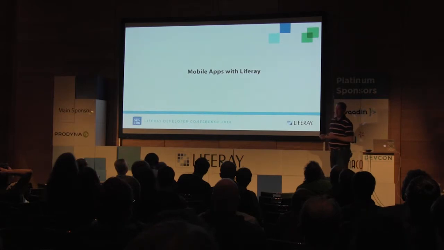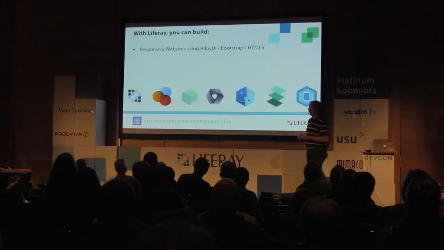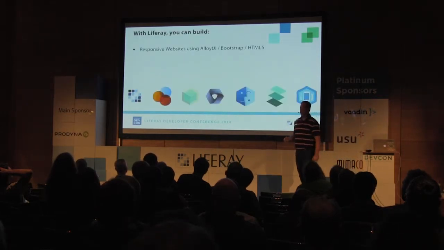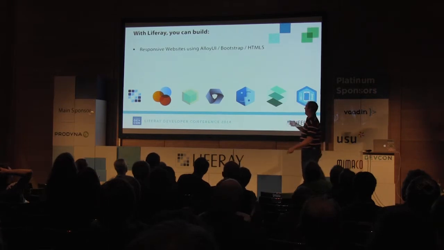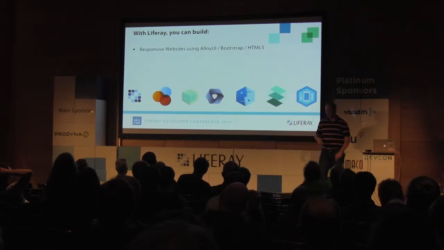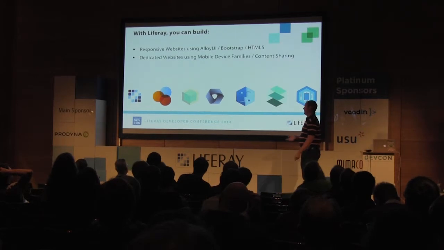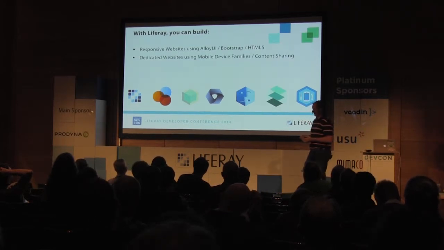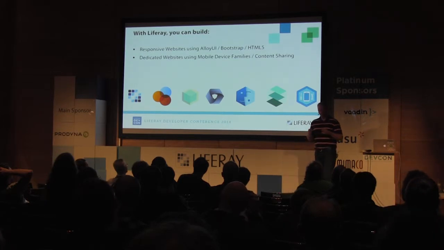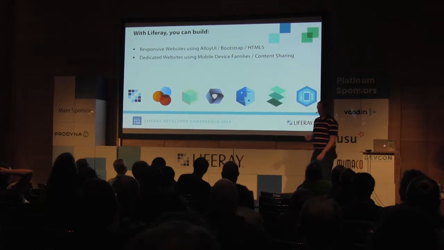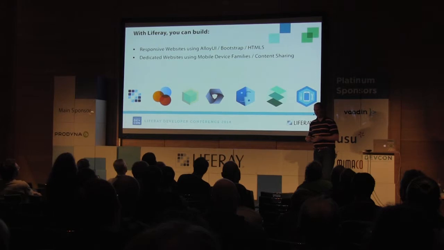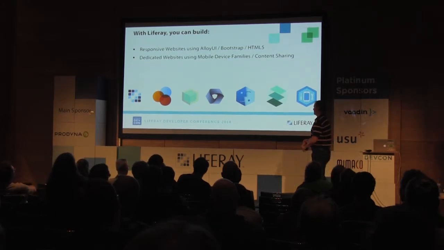So what kinds of mobile apps can you build with Liferay? Of course, you all know you can build responsive websites with Alloy UI, HTML5, Bootstrap, all these wonderful technologies for building mobile apps, mobile websites. You can also build what we call dedicated websites. These are websites that are targeted to a specific device. So for example, if you deploy 15,000 Windows phones to all of your employees, you want to build a dedicated mobile website that's tailored to that specific device, either its size or some of its native features.